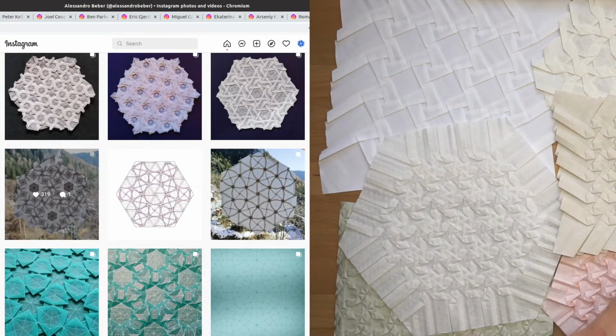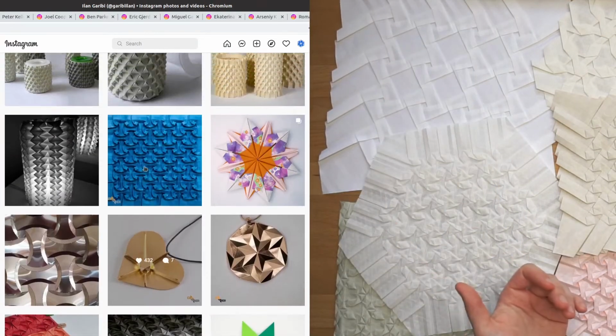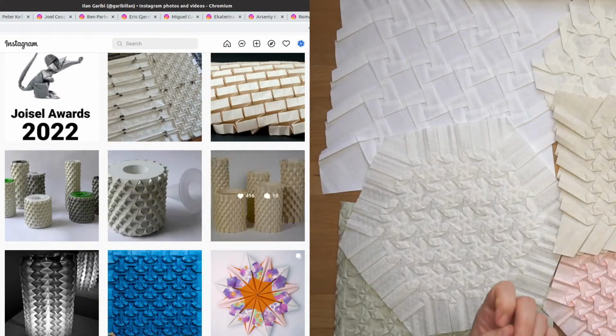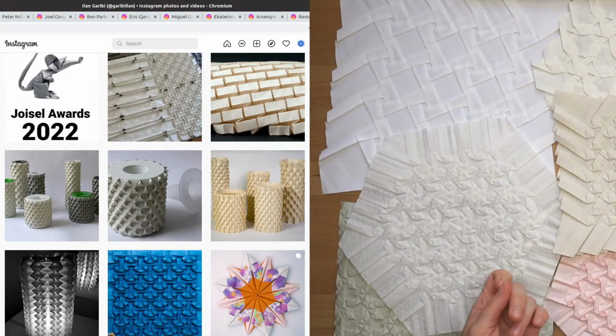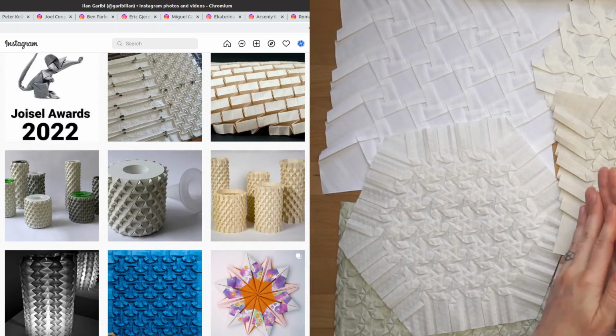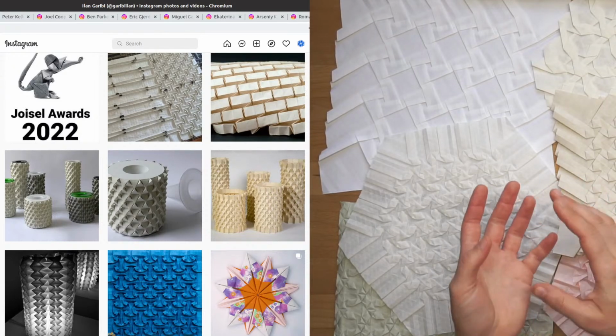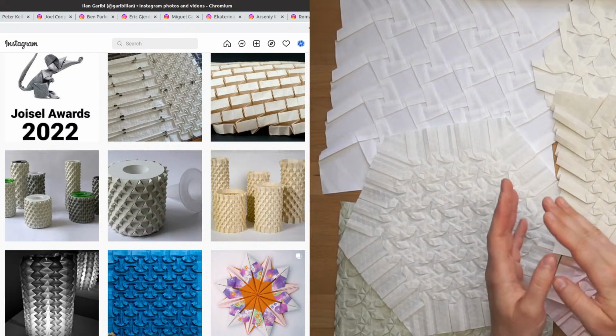So next up, let's take a look over at Elon Gorey's work. So Elon does a lot of pieces that are mostly described as corrugations. So the distinction between a corrugation and an origami tessellation in general is that in corrugations you can pretty much see all of the surface of the paper.